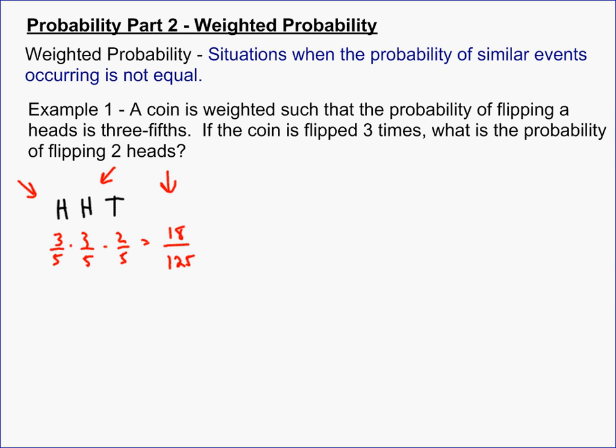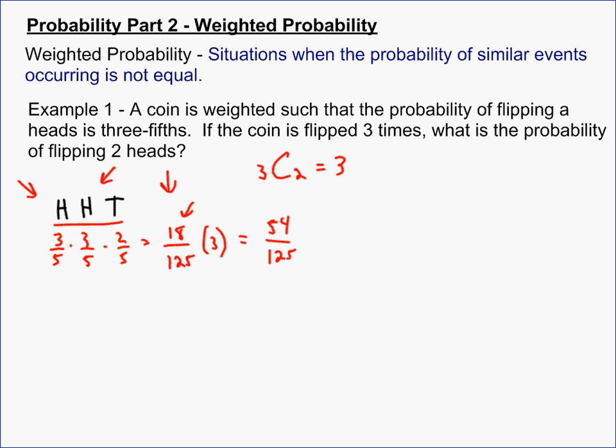So the question is, how many ways can we flip 2 heads? You've got 3 coins, and I want to choose 2 of them to be heads. So 3 choose 2 just turns out to be 3. So the probability in this weighted situation of flipping 2 heads is 18 over 125 plus 18 over 125 plus 18 over 125, or 18 over 125 times 3, because there are 3 different ways of this happening, and each one of those separately is 18 over 125. So the answer is 54 over 125.